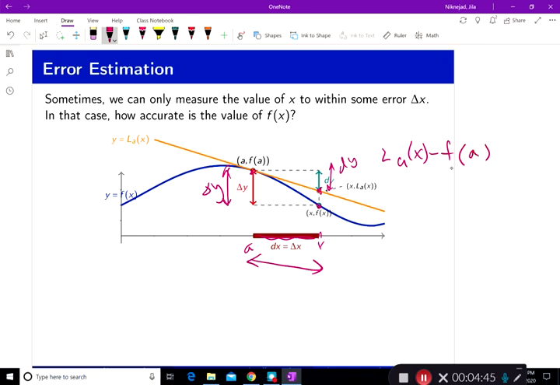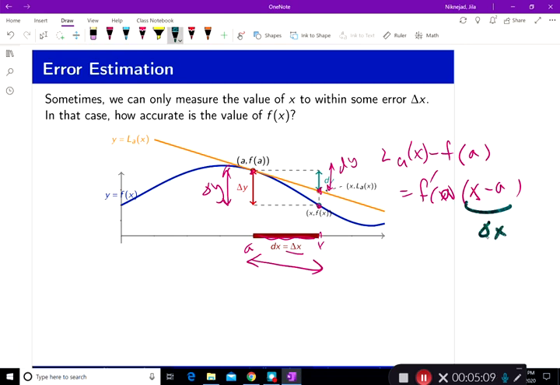What is it? The difference between L_a of x minus f of a. If you subtract what you have before, this is going to be f prime of a, I'm sorry, times x minus a. Let's look at this. What did we call delta x? We called x minus a delta x, right?